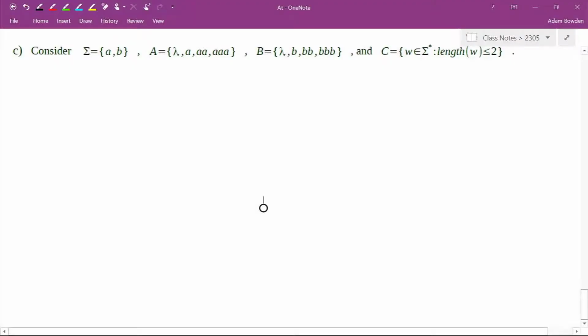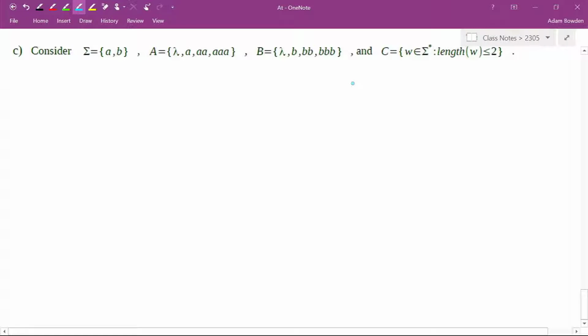Let's go back to the alphabets, words, and so forth, and talk about the set operations with sets of those. So here we're going to consider sigma, our alphabet, to just contain the set of A and B. We're going to consider the set A to contain the words lambda, A, AA, and AAA. The set B to contain the words lambda, B, double B, and triple B. And set C to contain all the words in sigma star such that the length of the word is less than or equal to 2.